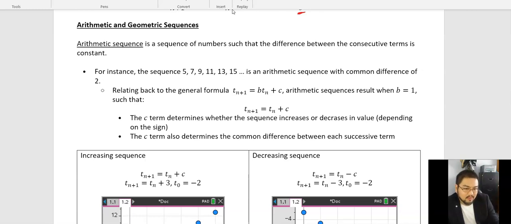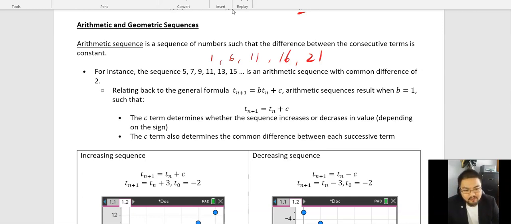2. Likewise, if you have the sequence 1, 6, 11, 16, 21, this is also an arithmetic sequence because it's going up by even amounts, 5, and the common difference would be 5.